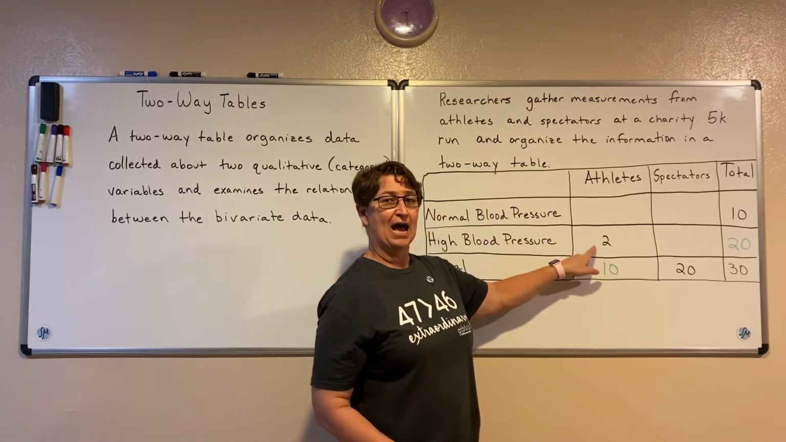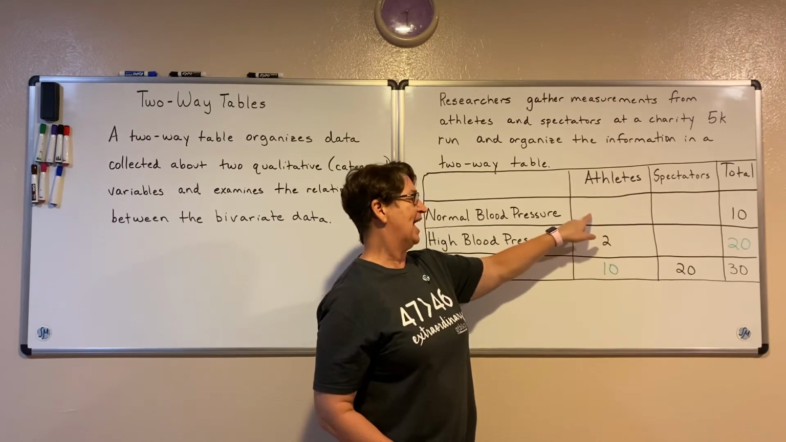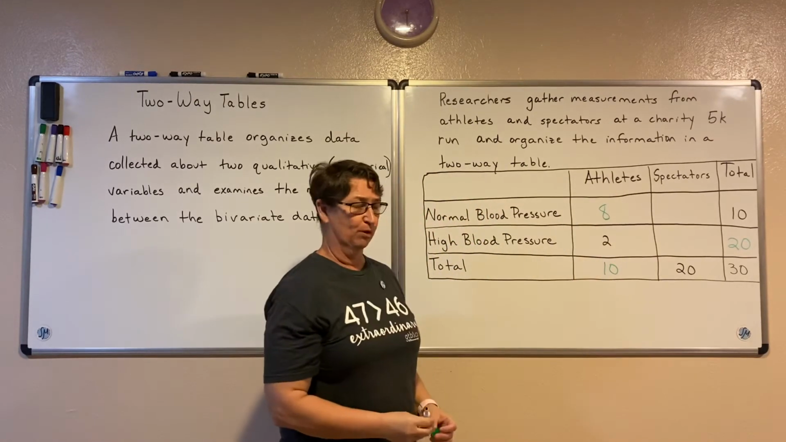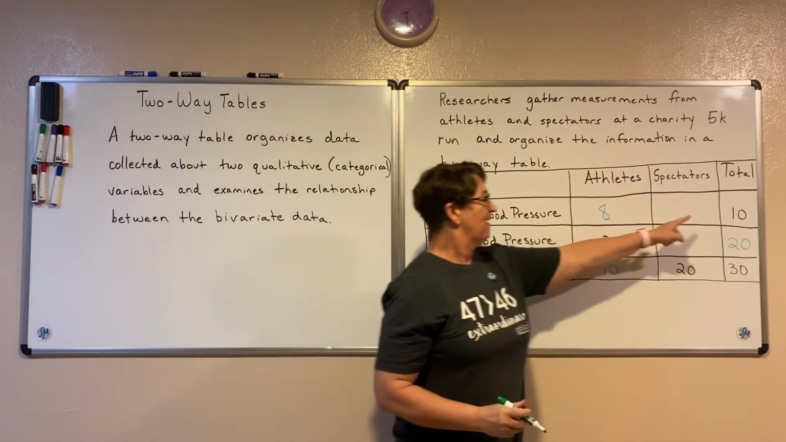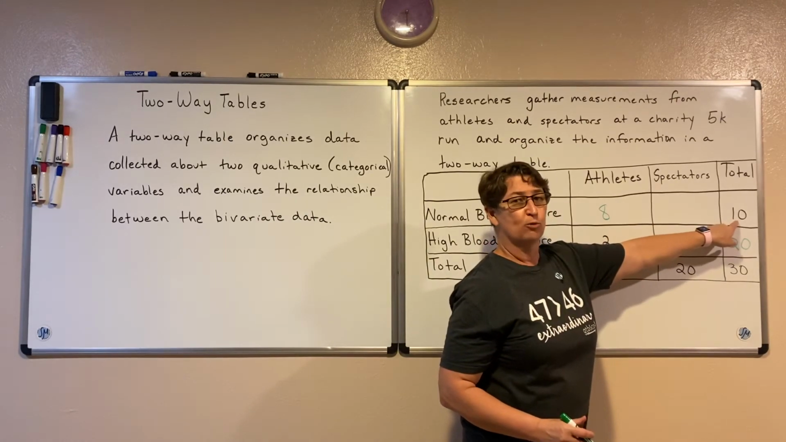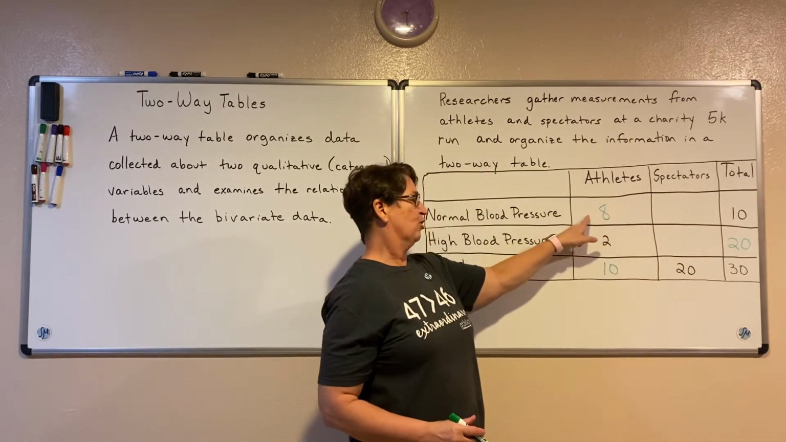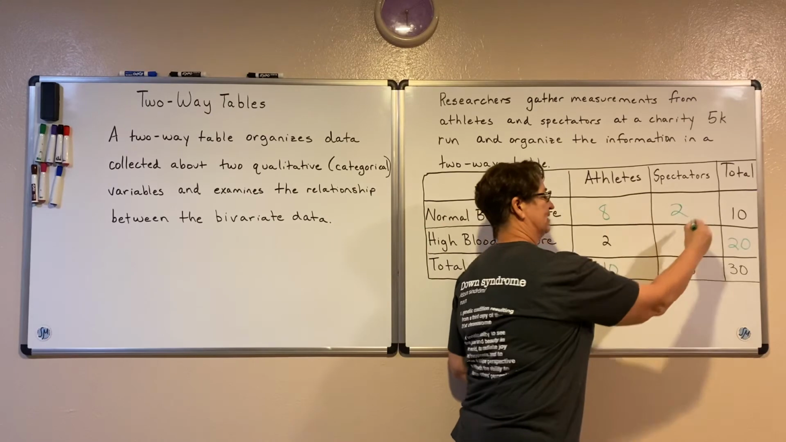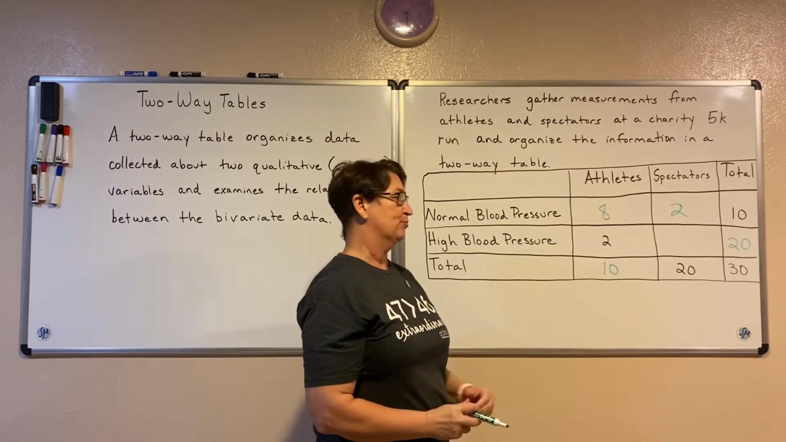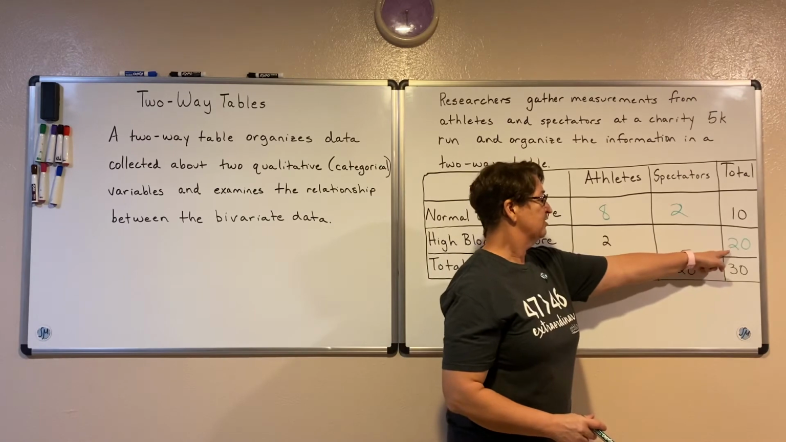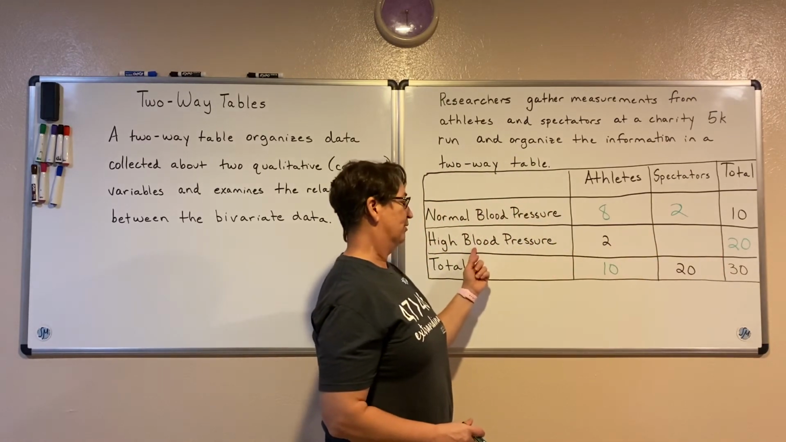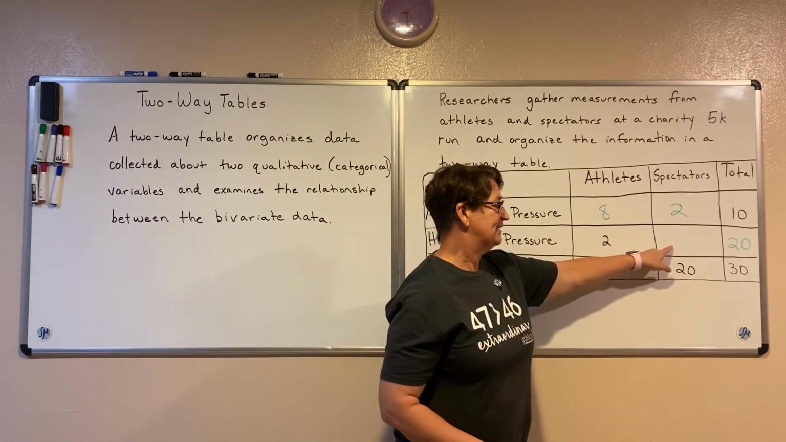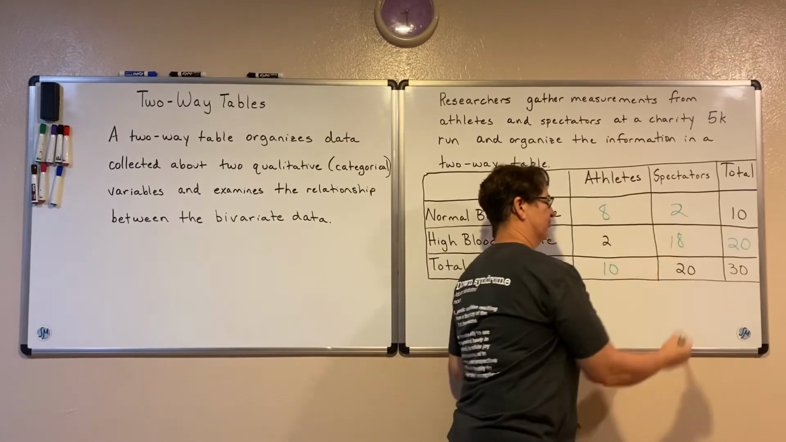Two of them had high blood pressure. That tells me that I had 8 athletes with normal blood pressure. Then, if I had 10 total people with normal blood pressure and 8 of them were athletes, that means 2 of them, subtracting, were spectators. So 2 spectators had normal blood pressure. And again, just subtracting, of the 20 total people with high blood pressure, 2 of them were athletes. That means that 18 were spectators.